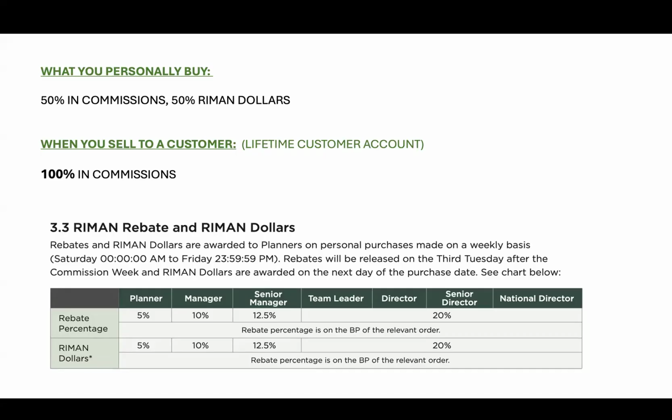Okay, so that's the nuance, right? Even if you're doing the same transaction, if you personally buy it, it will be 50% in commission, 50% Riman dollars. If you sell to a customer from a lifetime customer account, anybody that is willing to buy from you, you get 100% in commissions. So usually how the rebate works is 50% in commissions and 50% Riman dollars. Just be aware of that nuance.